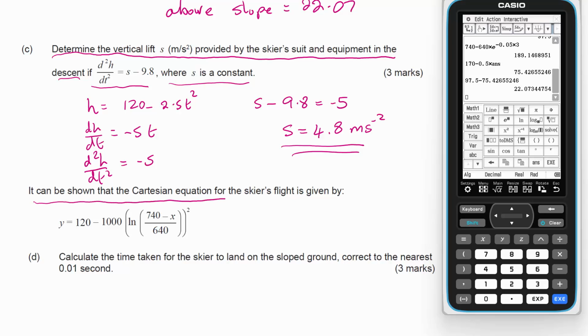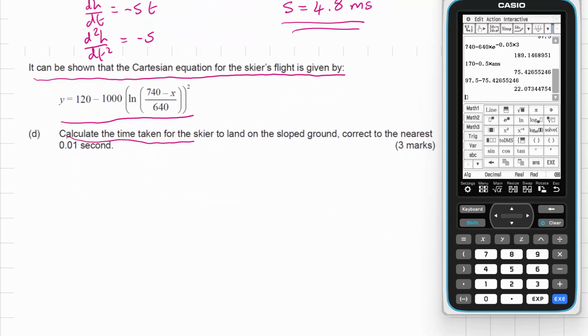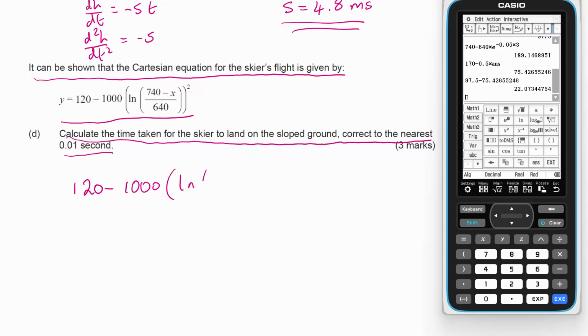It can be shown that the Cartesian equation for the skier's flight is given by this expression here. Calculate the time taken for the skier to land on the sloped ground correct to the nearest 0.01 seconds. Well, that must be when the path intersects the slope. In other words, here we've got the path, and where it's equal to the slope, which is the 170 take away 0.5x.